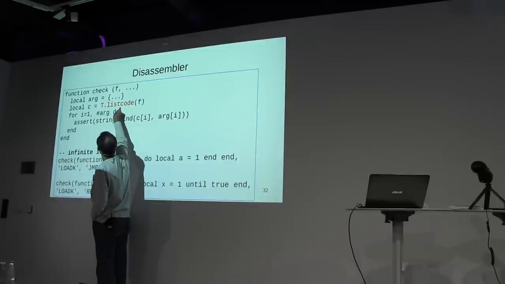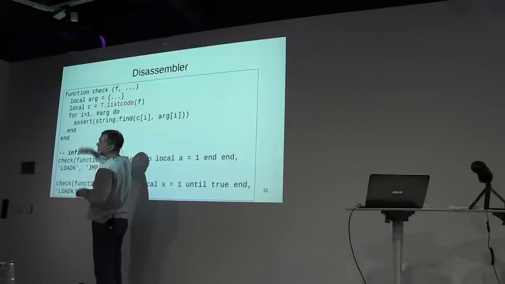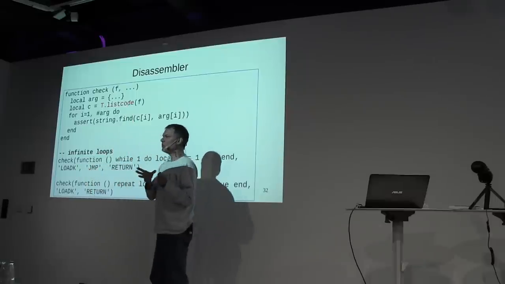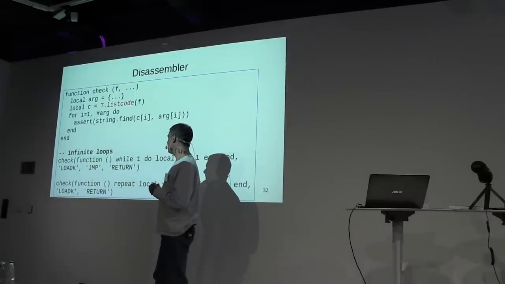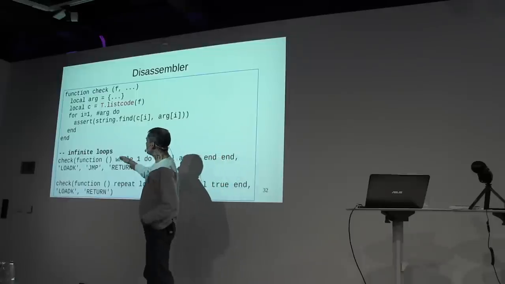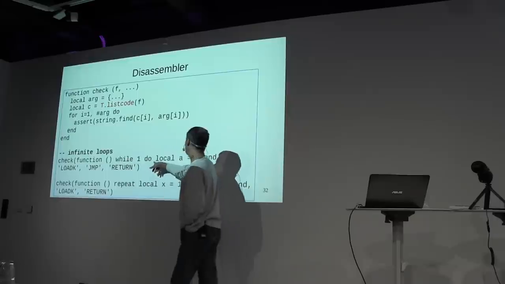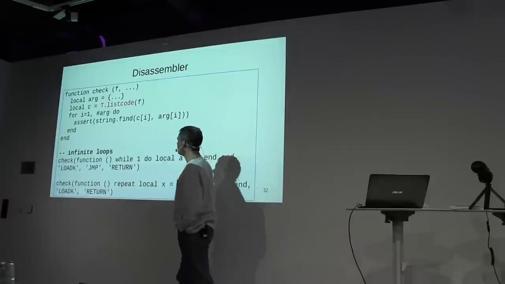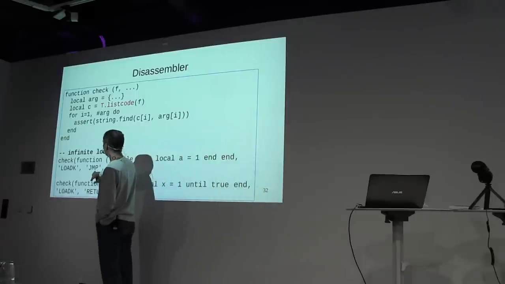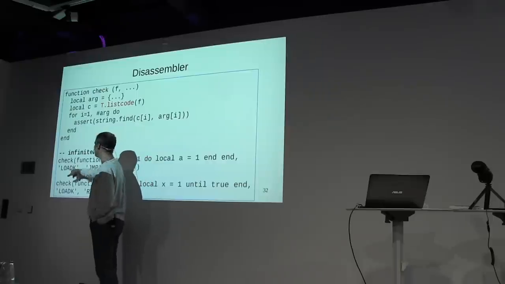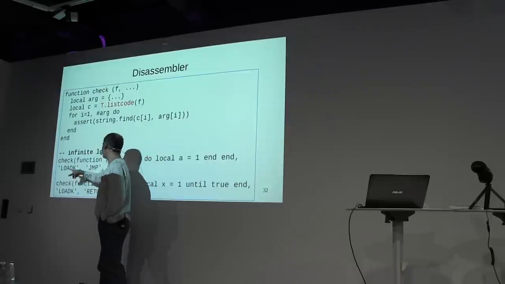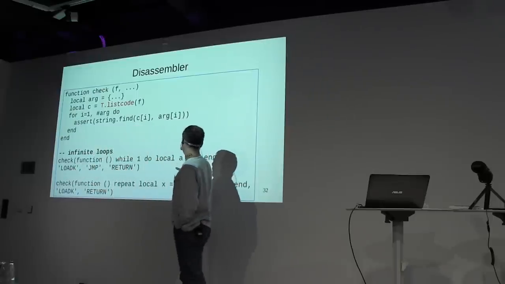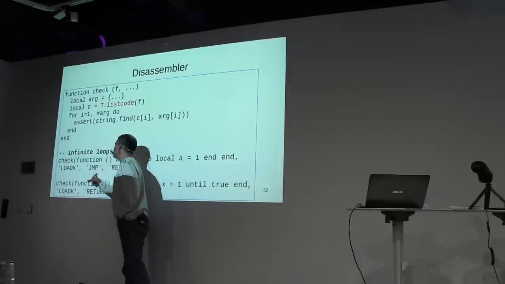And then this listcode, we just give a function, and it returns a table with the opcodes in that function. So for instance, we can check that the infinite loops, like while 1 do something end, get compiled to a single jump. So this function checks whether the opcodes for this function are really just a load constant, that is the local a equal 1, and then the jump, which should jump back.